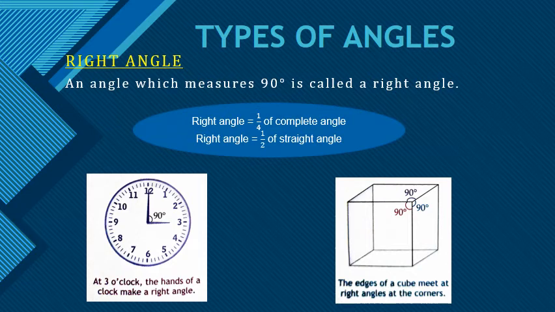And children, a right angle is equal to 1 by 4 of a complete angle, which is 360 degrees. So a right angle is 1 by 4 of 360 degrees, or we can say that a right angle is half of a straight angle, which is 180 degrees. That is, a right angle is half of 180 degrees, which is equal to 90 degrees.